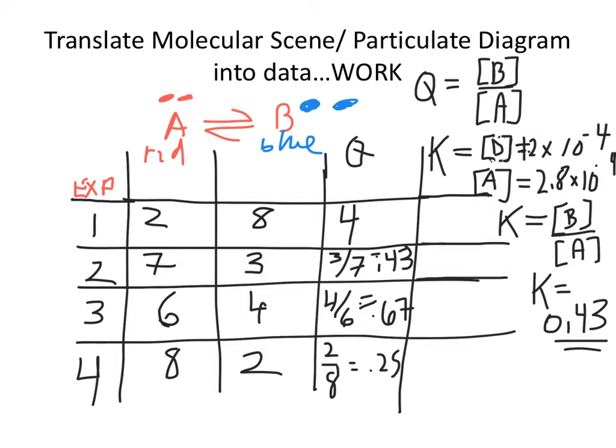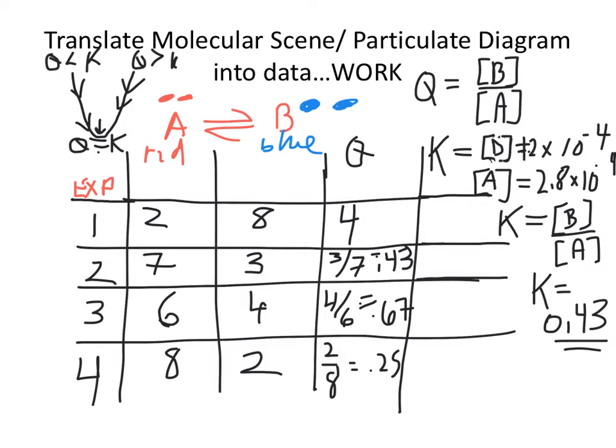And there is a little picture I would like to show you. This is a way to help you remember. If Q is less than K, then the reaction moves in the forward direction. If Q is equal to K, you're at equilibrium. And if Q is greater than K, then the reverse reaction will have to take place so that you go back towards equilibrium. Okay, so let's compare the value of 4, that's our Q for experiment 1, to K.